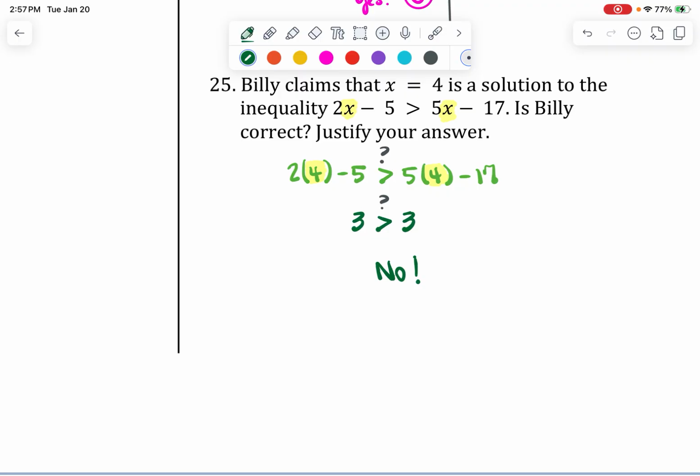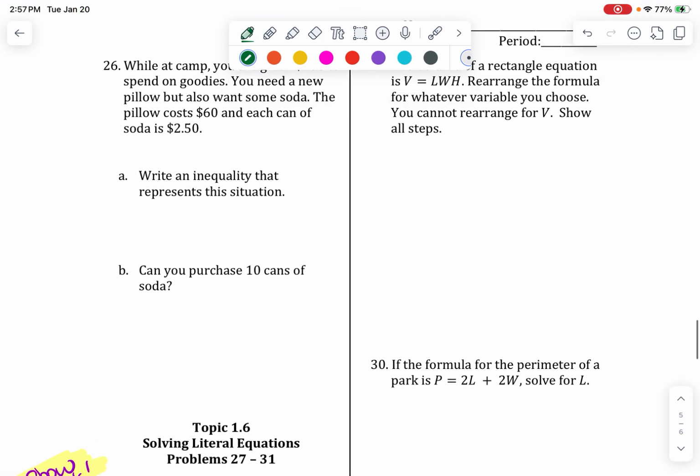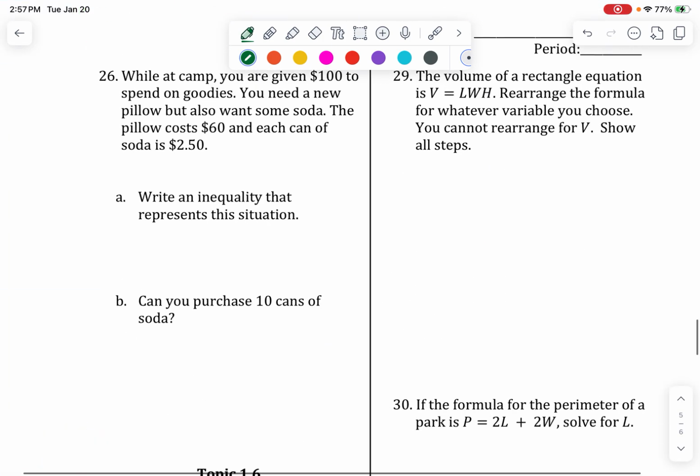And again, I know it's false because if I solve it, there'd be an open circle on the 3, and then I wouldn't be including that value. Okay, 26, whew, last page, here we go.